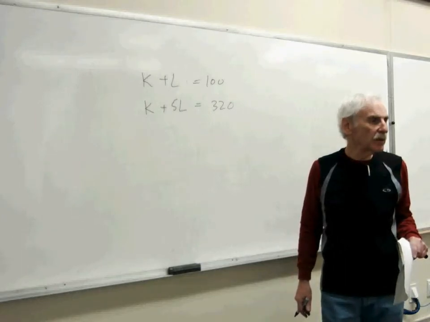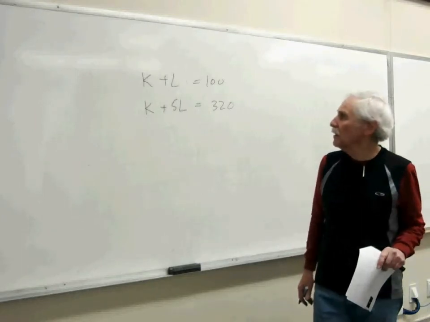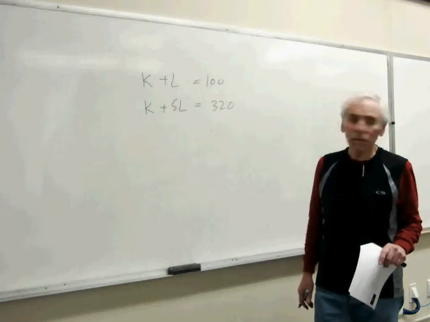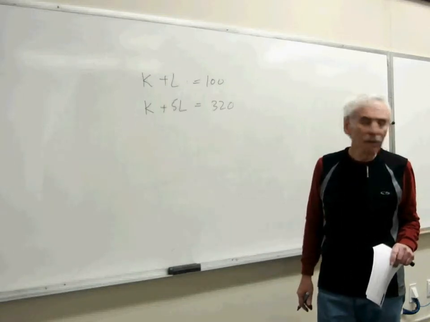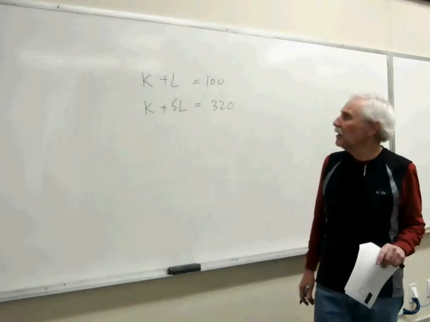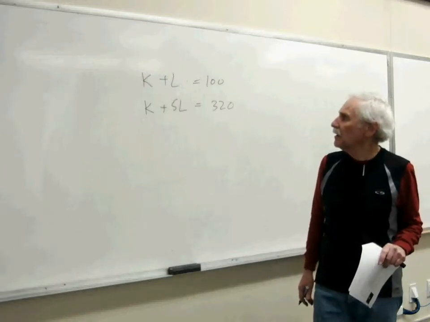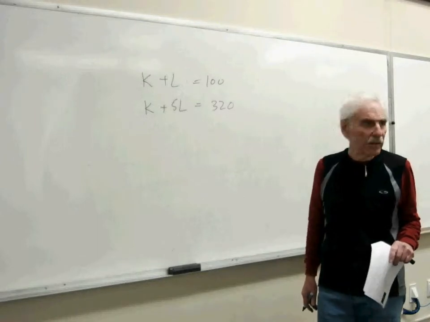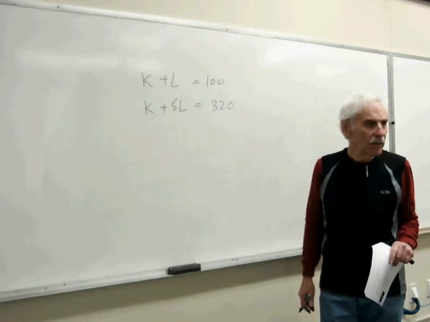I did 100 minus x equals 1. Oh, you did k now. Okay. I had the keys represent x and the locks y. So I did 100 minus x equals 1, and then 1x plus 100 minus x times 5 equals 320. Okay. And I solved it.